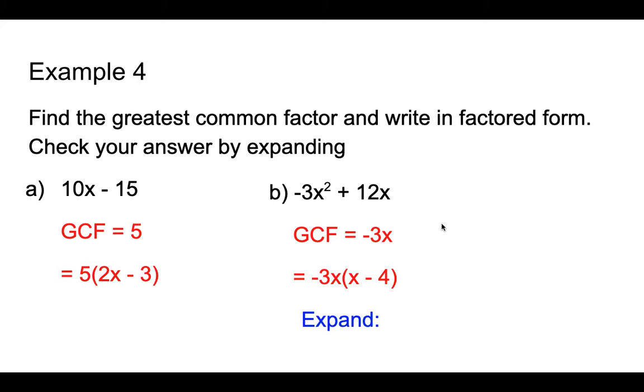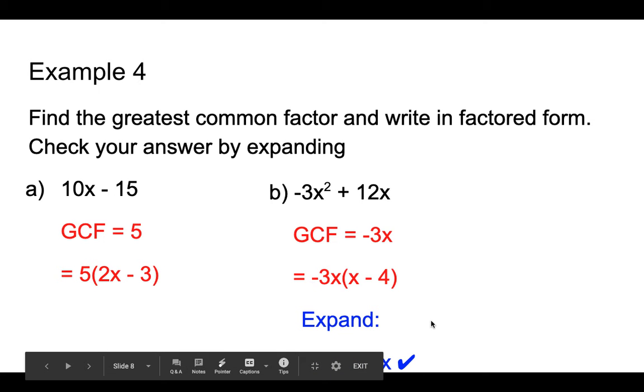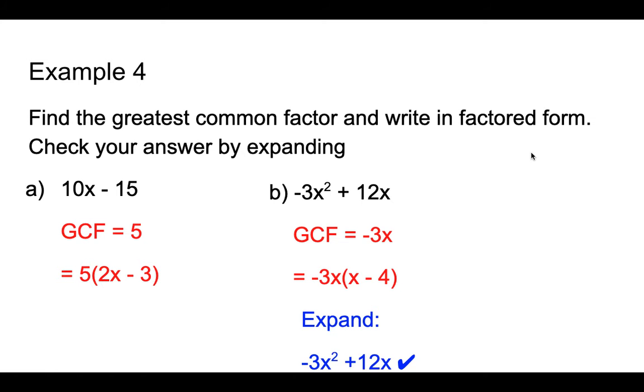So if I expand this one, notice if I do negative 3x times x, I get negative 3x squared back. And if I do negative 3x times negative 4, I get positive 12x back. So that worked.